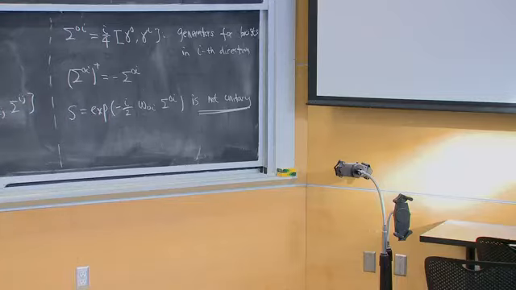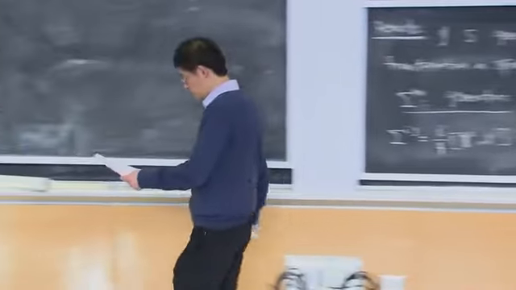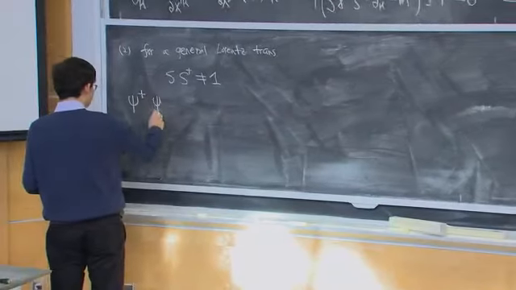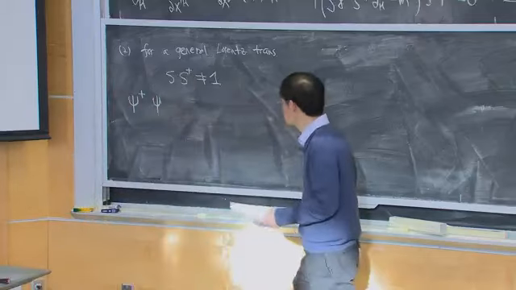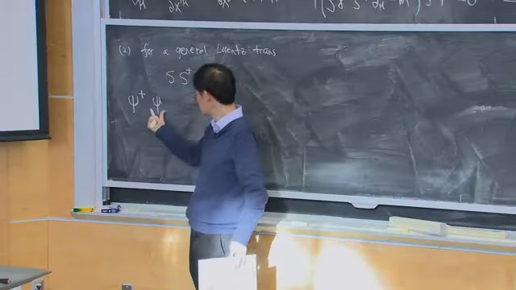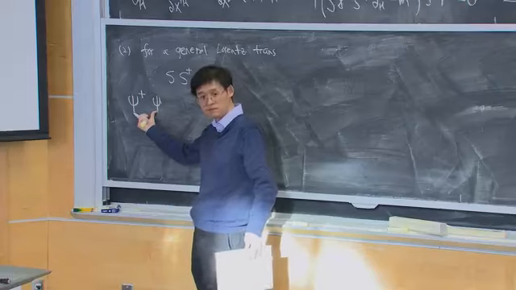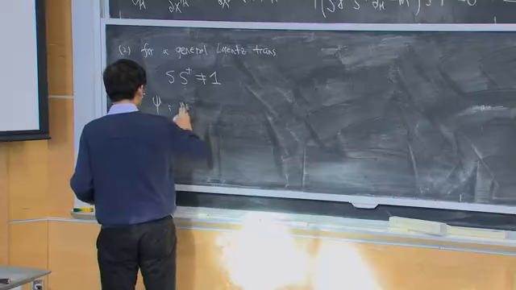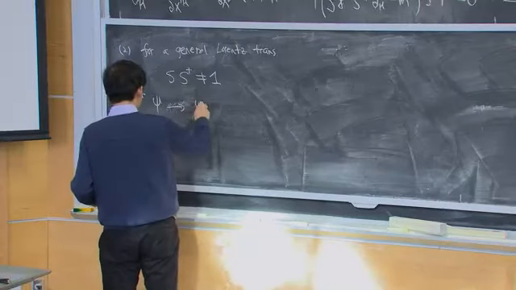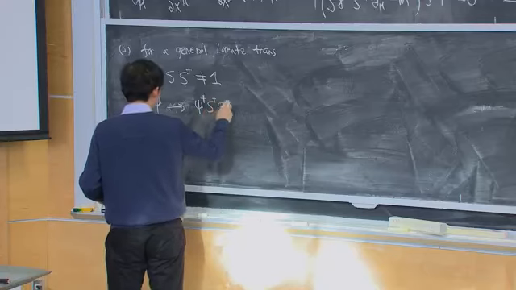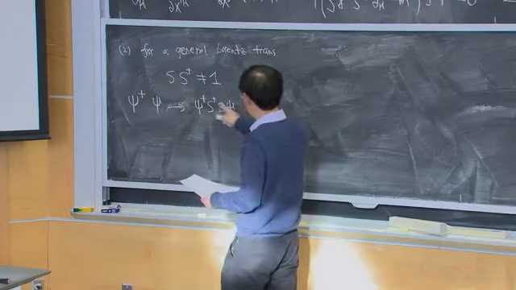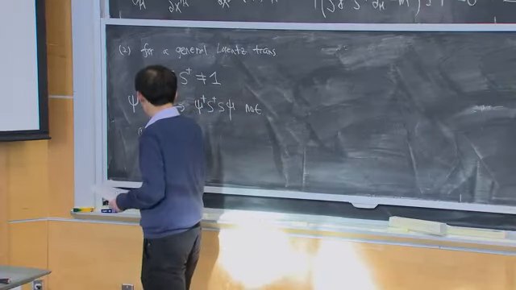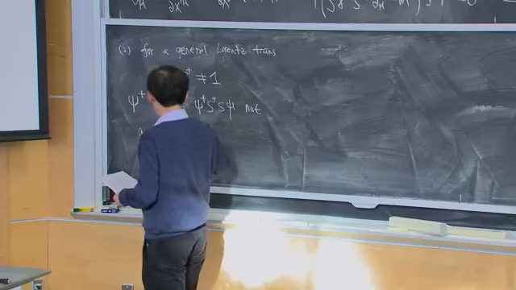So that means psi dagger psi. Psi dagger is a row vector, and this is a column vector, and altogether this is a number. But this is not a scalar. This transforms under Lorentz transformation as psi dagger S dagger S psi. So since S dagger S is not equal to 1, this is not a scalar under Lorentz transformation.